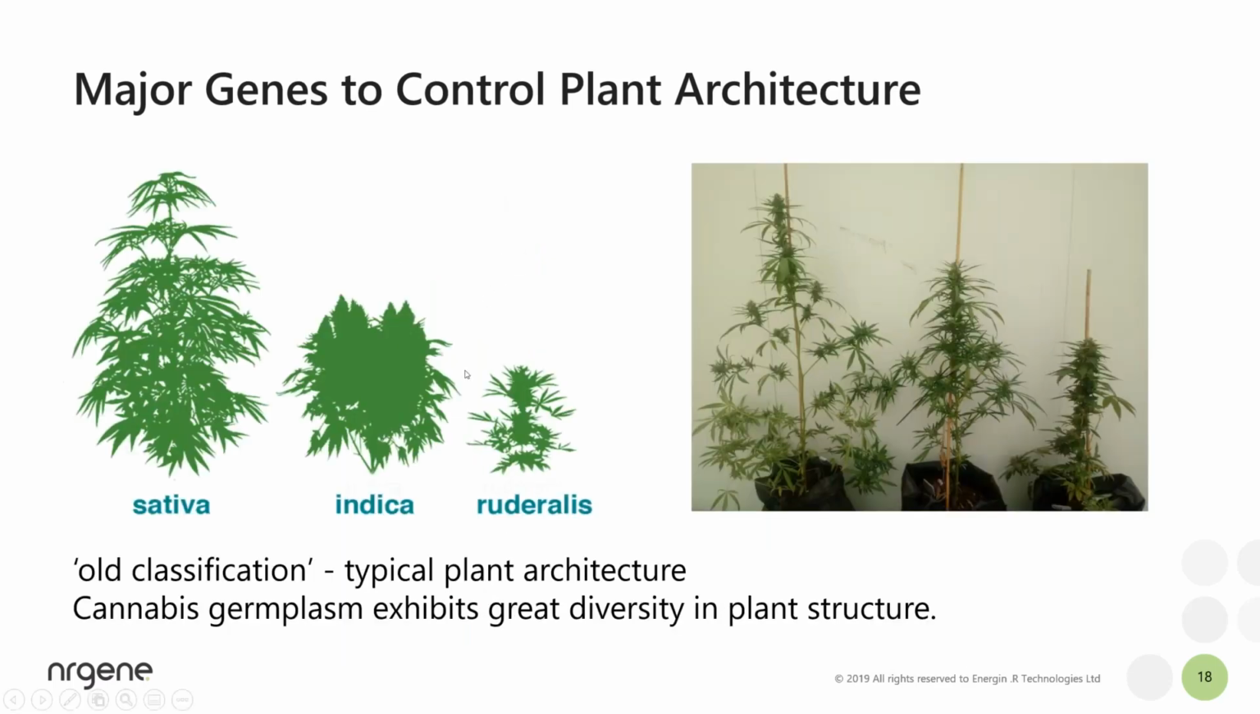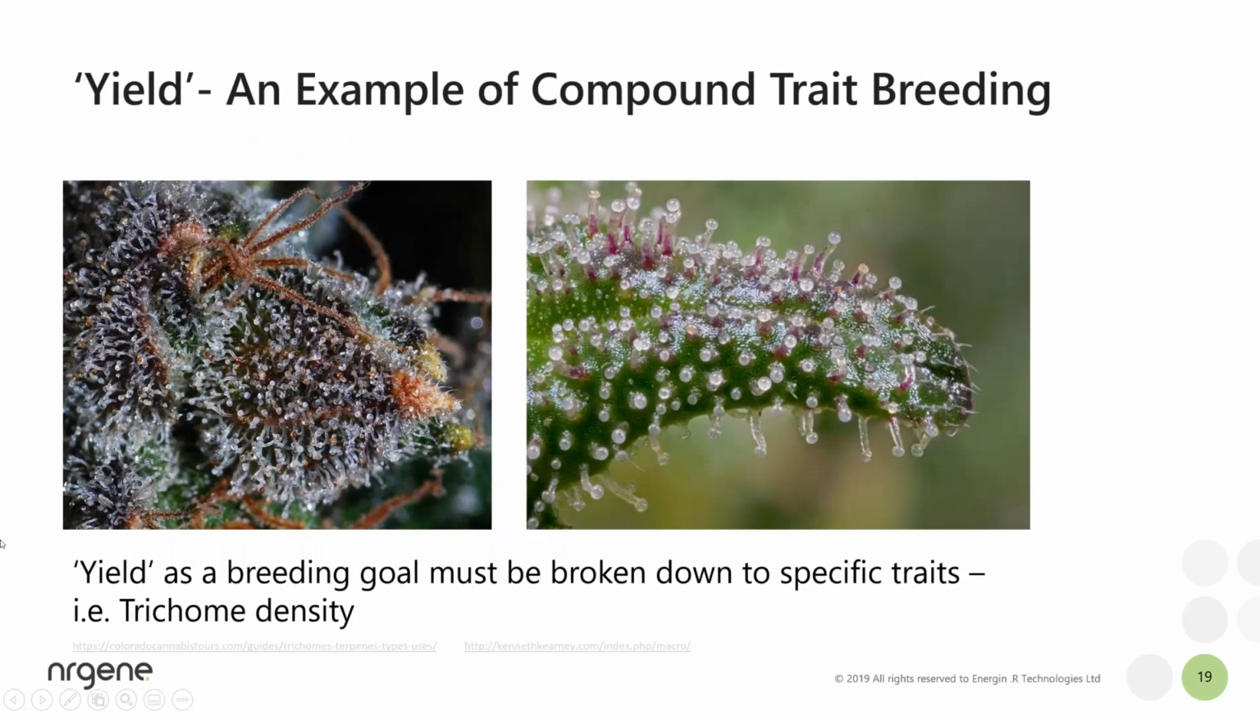We know, for example, that in cannabis there are different plant architectures by the classic or old classification: Indica, Sativa, and Ruderalis. They are the same species, but there are different morphologies and different features to each group. From the genetic standpoint, it means that there are multiple alleles present in the species that we can take and use in breeding to achieve different plant architectures.